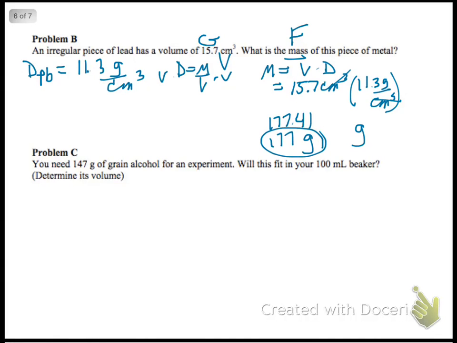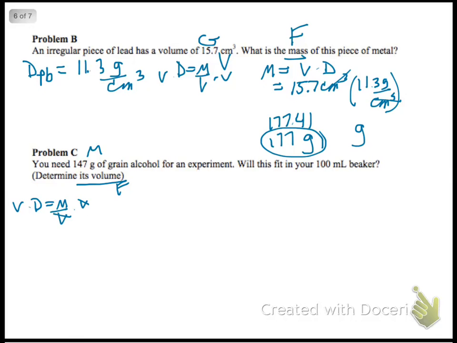In problem C, we need 147 grams of grain alcohol for an experiment. Will this fit in your 100 milliliter beaker? A little hint in the parentheses said find its volume. So we have its mass, we're trying to find its volume. Grain alcohol we can find in the table, find its density. So we're going to rearrange the equation.